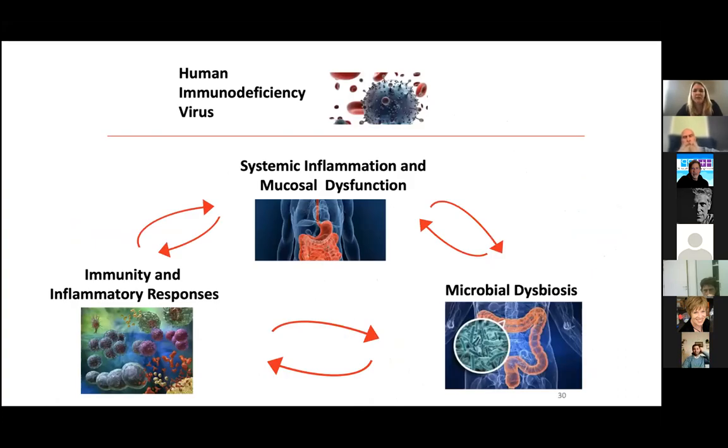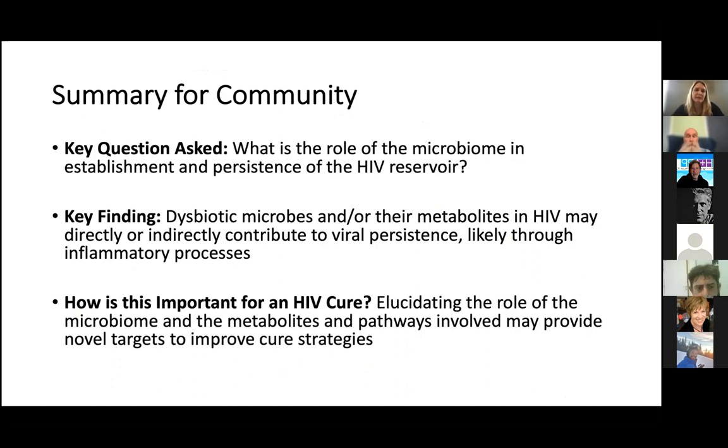So just going back again to my original slide, hopefully I've convinced you of the importance of understanding the crosstalk, and how inflammation, mucosal dysfunction, microbial dysbiosis, and immunity can all be intertwined, and that it's really important to tease out the mechanisms underlying this for better therapeutic approaches. So back to my summary, hopefully this makes more sense to you now if it didn't in the beginning. Our key question is, what is the role of the microbiome in establishment and persistence of the reservoir? Our key finding from our preliminary data is that dysbiotic microbes and/or their metabolites in HIV may directly or indirectly contribute to biopersistence, likely through inflammatory processes. And how is this important for an HIV cure? Elucidating the role of the microbiome and the metabolites and pathways involved might provide novel targets to improve cure strategies.